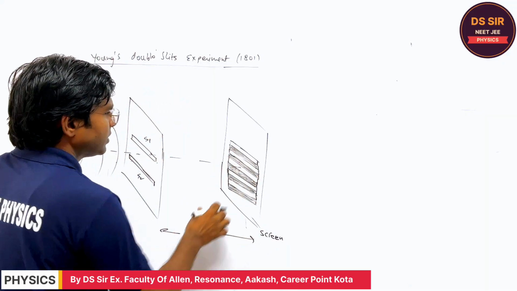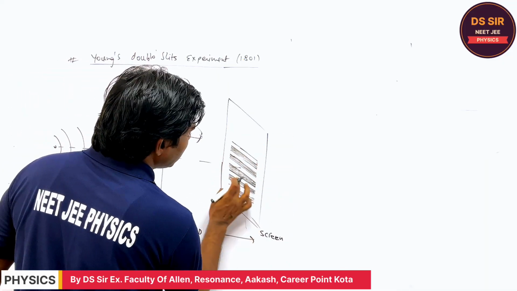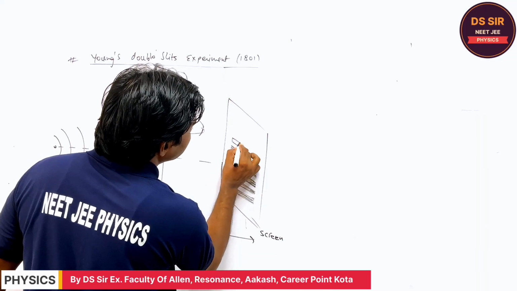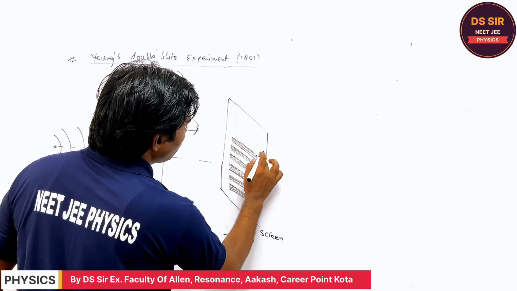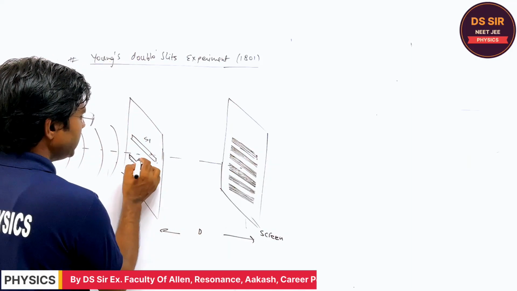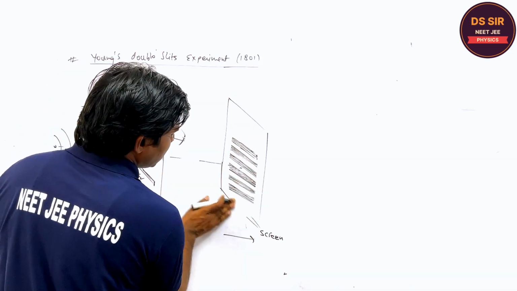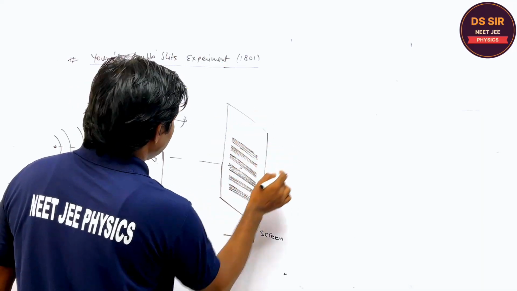On this screen you will get this type of fringe pattern, bright and dark, bright and dark, like this. Is it clear? The fringe at just the center is called the central bright fringe.